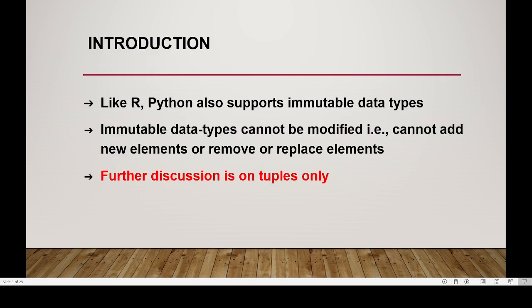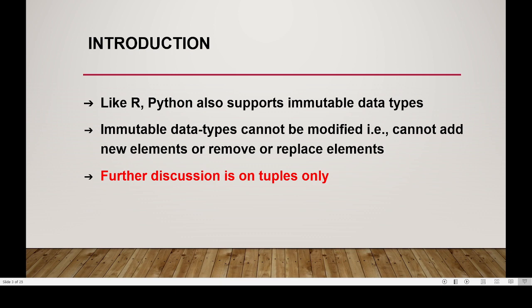mutable data types. Like R, Python also supports immutable data type, but in R, immutable data types are much more complex than Python. If an immutable data type is a list or a series of elements, you cannot add an element into that list or remove or replace an element from the list.